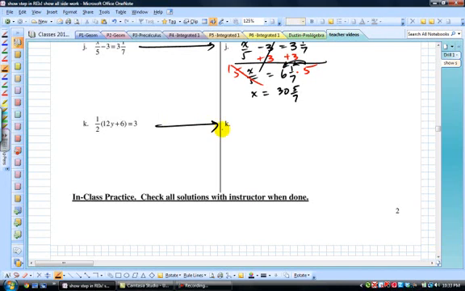Let's try this one here. Pause the video and give it a shot and distribute through the 1/2. Alright, we're back now, and we want to distribute through. So 1/2 times the quantity 12y plus 6 equals 3. We have to distribute here, and I have to multiply both terms by 1/2. So I take 1/2 times my first term plus 1/2 times my second term and set that equal to 3.